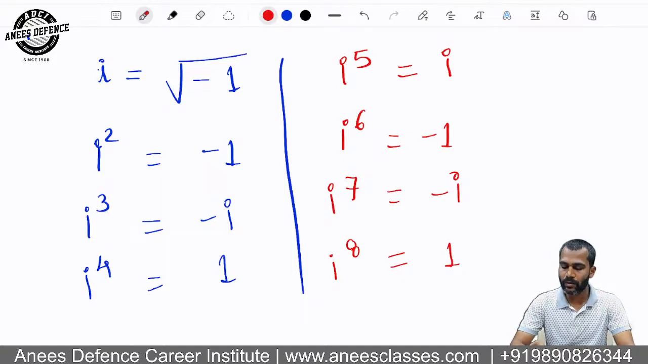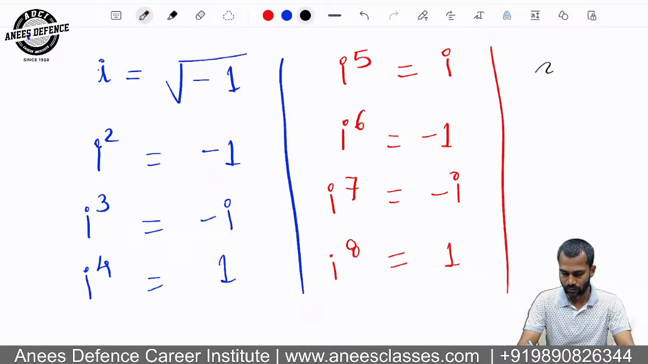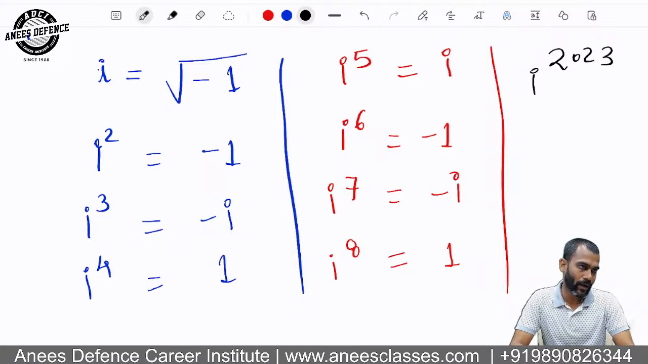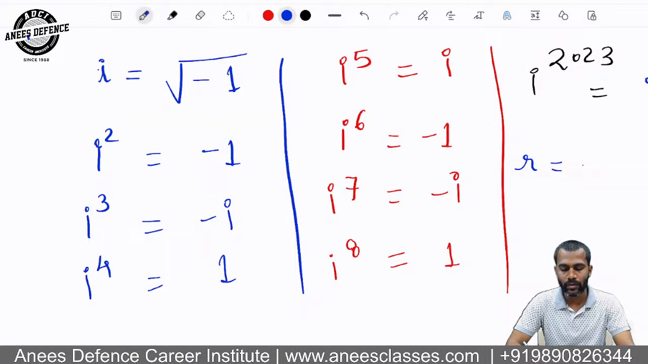So it means, suppose we have to find out the value of iota raised to 2023. So what we have to do? We have to divide the number by 4, and whatever the remainder you get, accordingly we can tell the right answer. Yes or no? So see, what is the remainder? If you divide this by 4, whatever the remainder you get, just put it in the power. I can write i raised to r. R is nothing but remainder. Yes or no? Yes, sir.